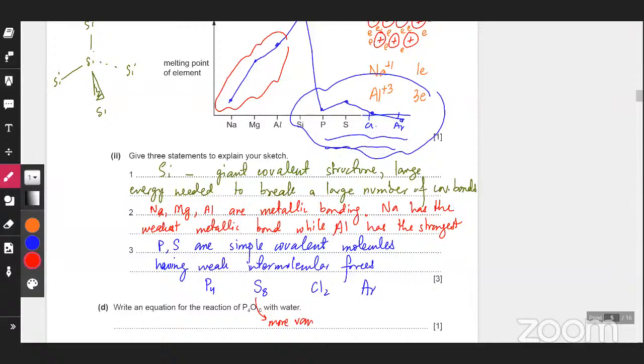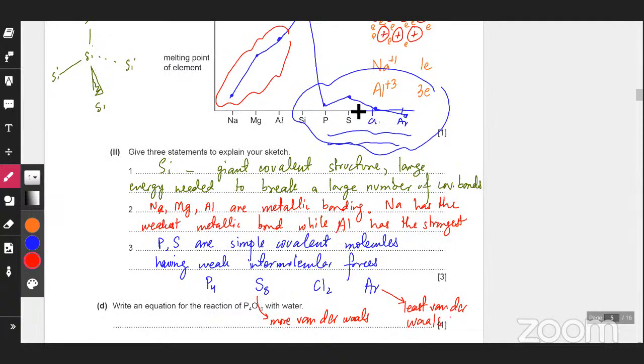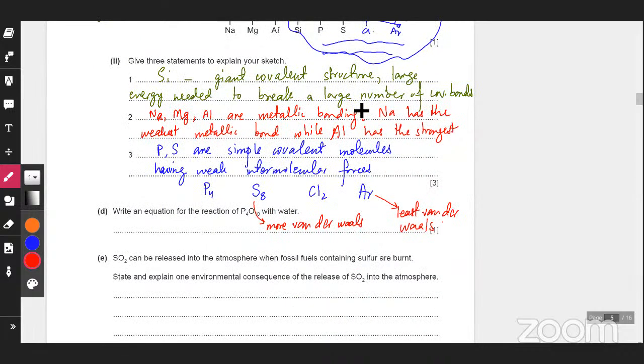And why does it have more van der Waals forces? Because it's the biggest molecule, followed by phosphorus, then chlorine and argon. Also, there are no dipoles. Argon is going to have the least van der Waals forces, as it's the smallest in relative size. So all of them are simple molecules, and they have weak intermolecular forces. One molecule attracts the other molecule very weakly, and the intermolecular forces are going to be van der Waals forces. TK, is this clear? Ibrahim, is this clear? Yes, sir.